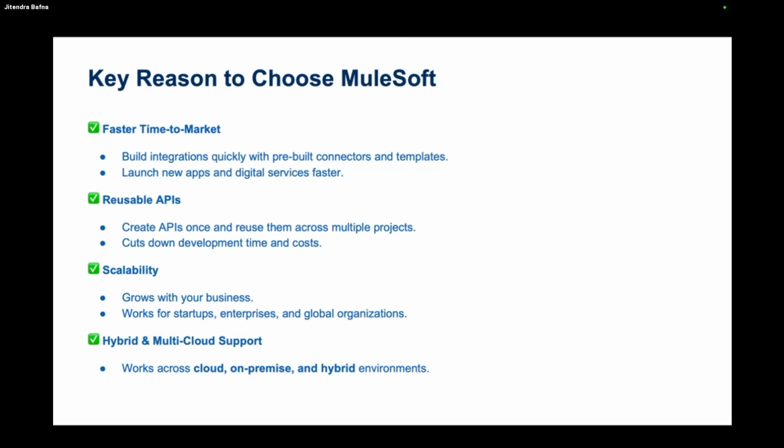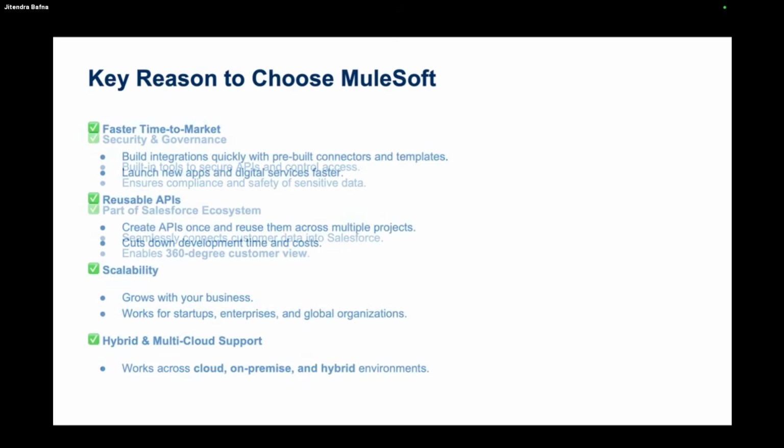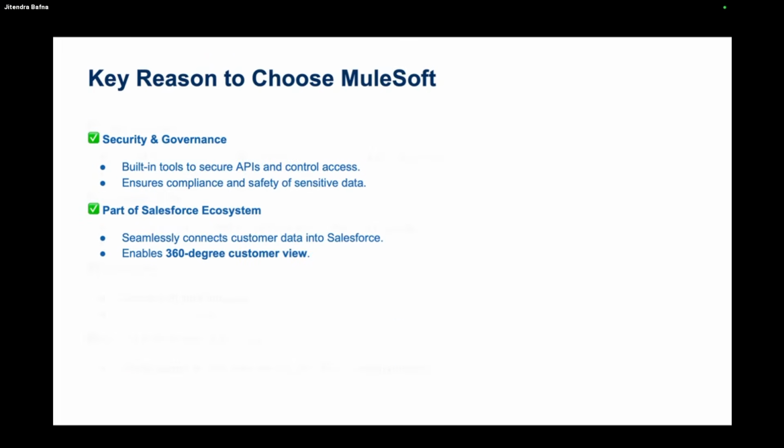Okay, so hybrid and multi-cloud support: as I mentioned, you can run MuleSoft on the cloud, on premises, on any other private or public cloud, or you can also run MuleSoft on AKS, EKS, OpenShift. There are multiple options. Security and governance: once you publish the API, it comes with a lot of API policies. It also comes with an API governance tool where you can validate your API specification and make sure there are no gaps in your API design or security.